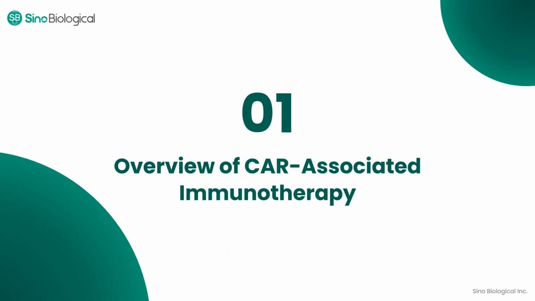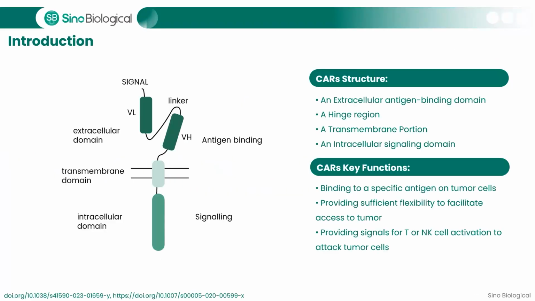Let's begin with the overview of CAR-associated immunotherapy. As we all know, CARs are designed to recognize specific antigens expressed on cancer cells. CARs target tumor cells by binding to receptors like CD19, HER2, EGFR, triggering tumor cell apoptosis through immune response. There are 4 different CAR structures, and each one of them has different functions to ensure the efficacy and specificity of the CAR therapy.